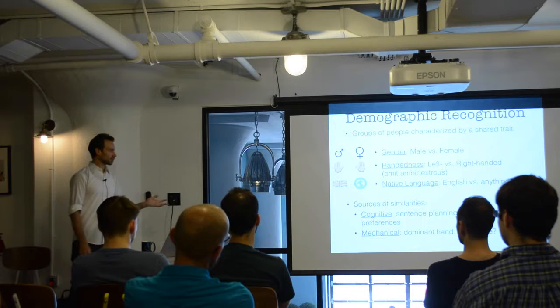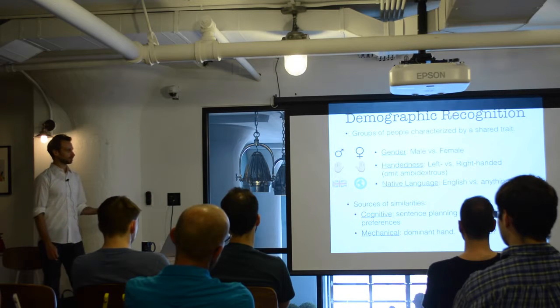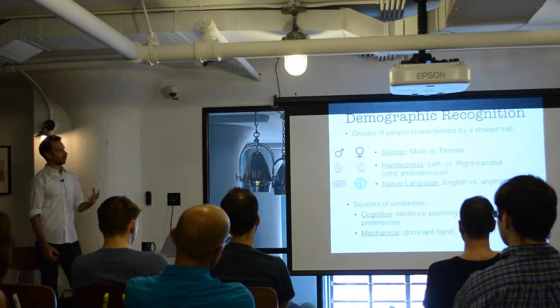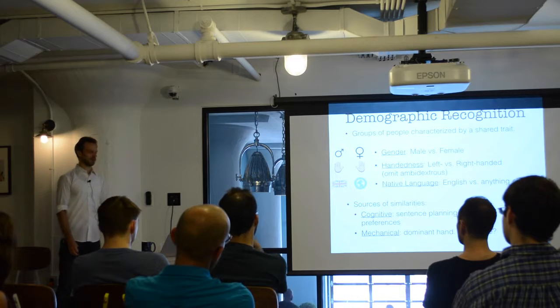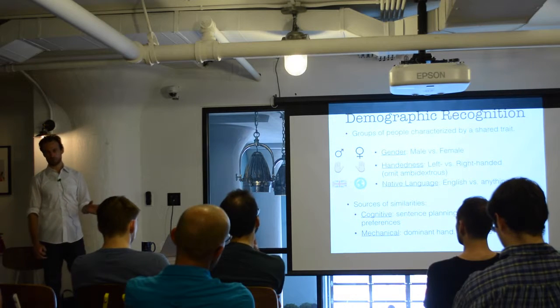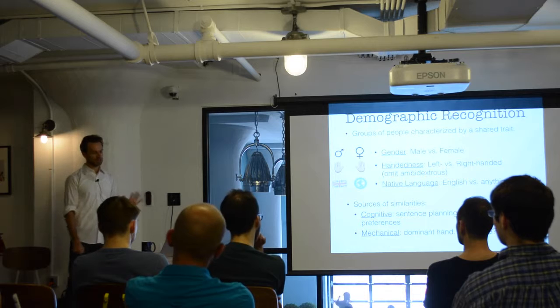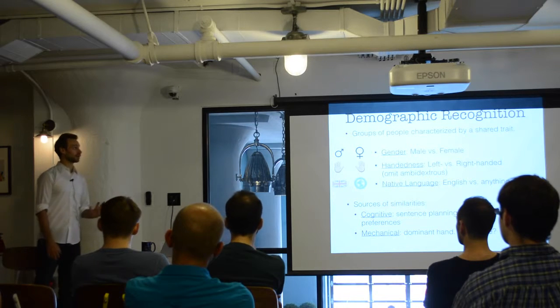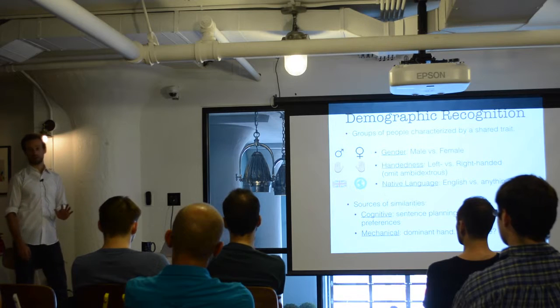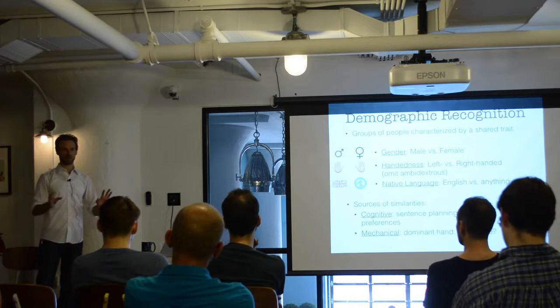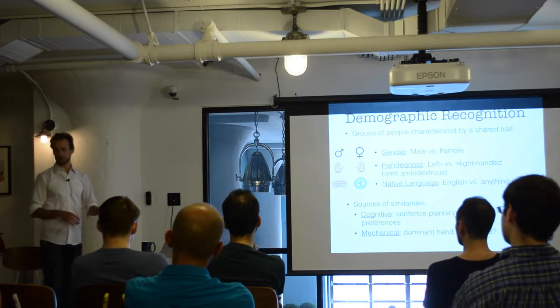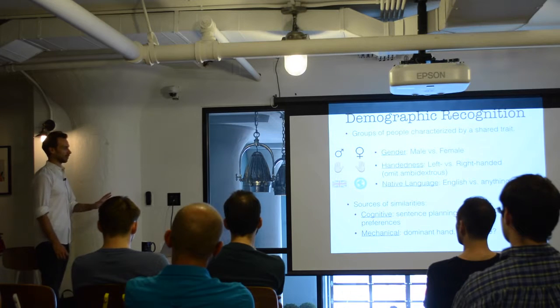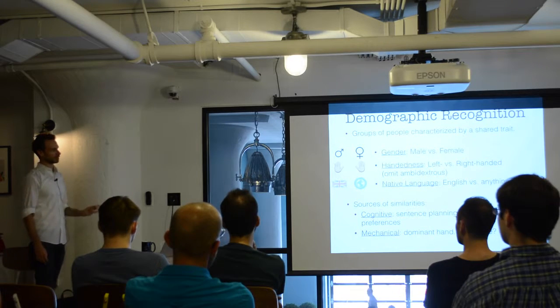Okay, so the question about sources of similarities here is, are there sentence planning and lexical preferences that are indicative of these different groups? There is some light correlation in terms of men and women. I don't think there's anything in the literature about left-handed versus right-handed people really thinking differently, though people will make claims about right brain dominant, left brain dominant. I'm very skeptical of that as it relates to sentence planning and these lexical preferences.